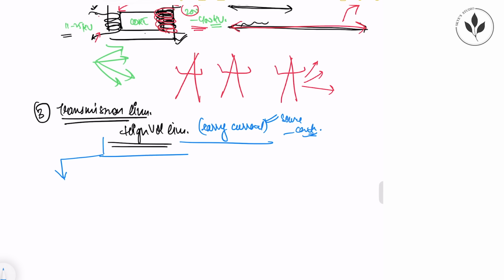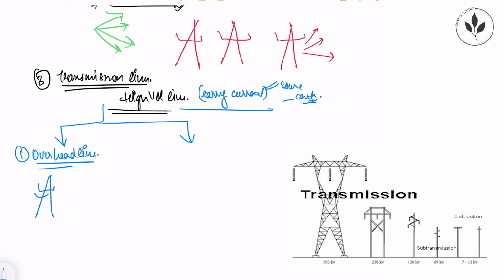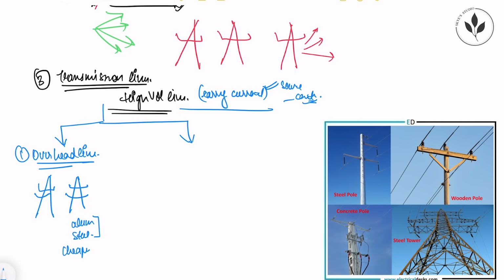Now, these transmission lines are generally of two types. The first type is overhead lines. These are the lines which I'm talking about, the power grid lines. These are the lines which go overhead, and they are generally made up of aluminium or steel, and they are generally cheaper in cost. That is why in underdeveloped cities you will always see the antennas overhead.